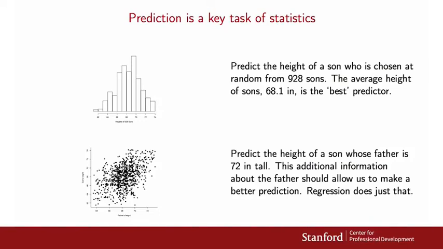The reason for this is that if we know that the father is 72 inches tall, then we know that we are somewhere among this group of fathers and sons. And we know that for this group, the heights of the sons are on the higher end. What this means is that the additional information of knowing the father's height should allow us to come up with a better predictor. And that is precisely what a regression does for us.